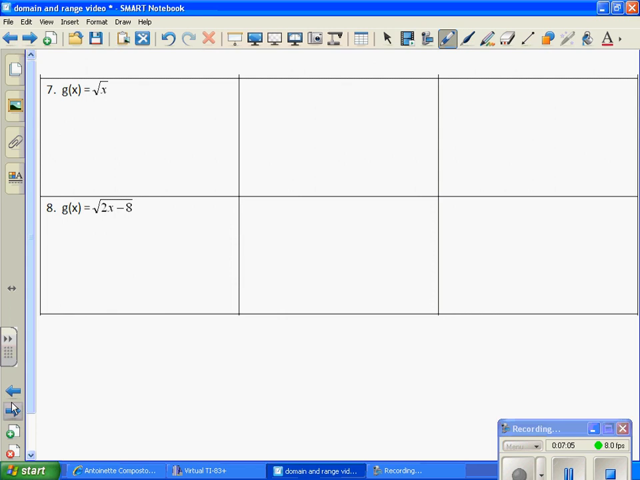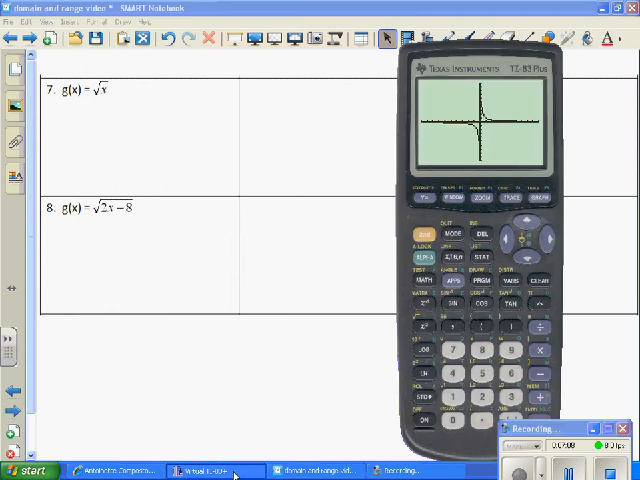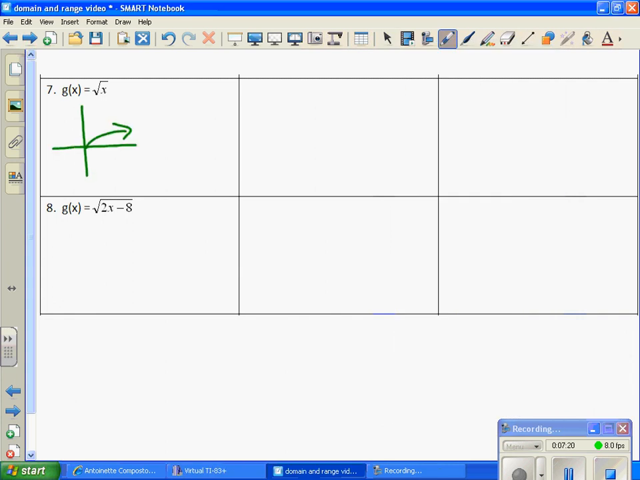Number 7. Let's go to our calculator. Let's plug it in. Graph it. Let's sketch it. Now looking at your domain algebraically. Well, let's first look at it graphically. If we look at it graphically, my leftmost point is 0. My rightmost point is an arrow. It keeps going. So I can say all numbers greater than or equal to 0 work.